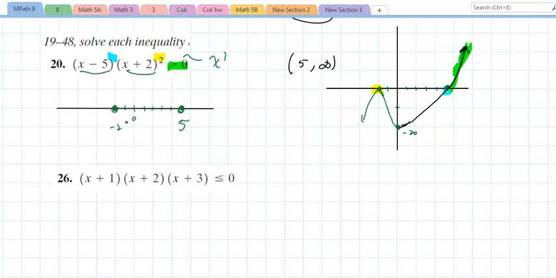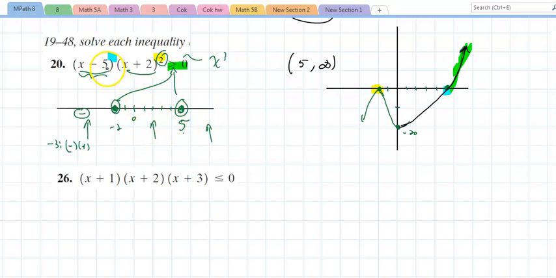So I have 3 regions. Here, here, and here. Pick a test point to the left of negative 2, say negative 3. Negative 3 minus 5 is negative. And since this is being squared, it's always positive. Negative times a positive is a negative. Pick a point between negative 2 and 5. And those are not included, right? Because of that.